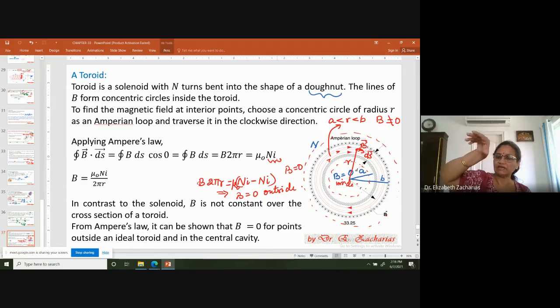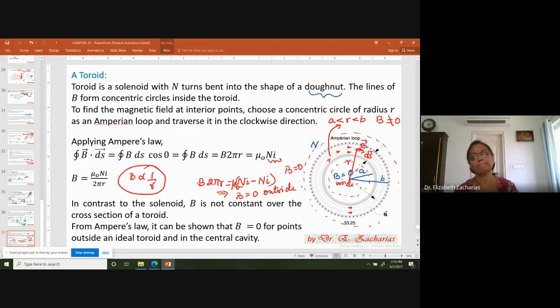So this is my magnetic field. All the currents which are going into the screen are positive currents. And there are N turns, each carrying a current I. Therefore, N i. Bringing 2 pi r to this side, I get my magnetic field B is proportional to 1 by r.